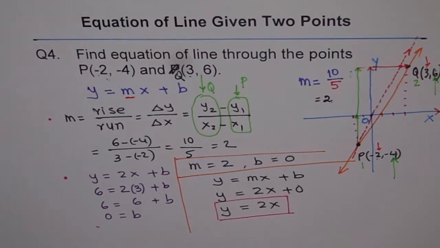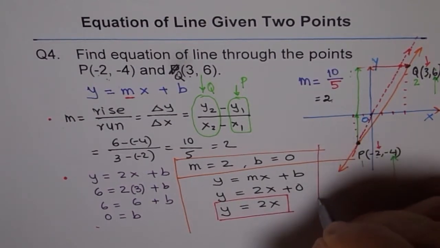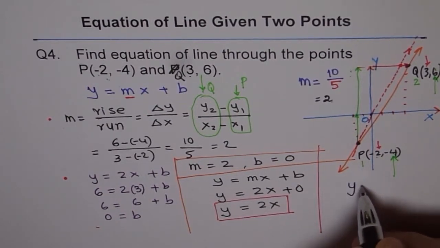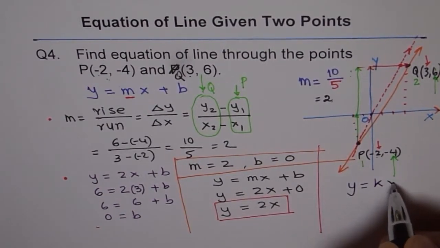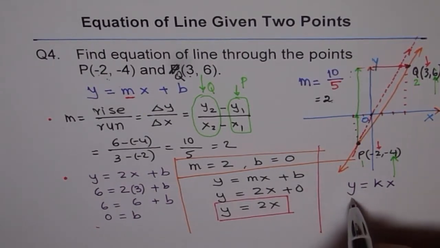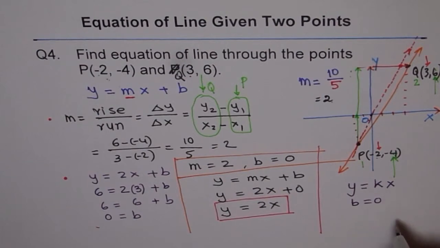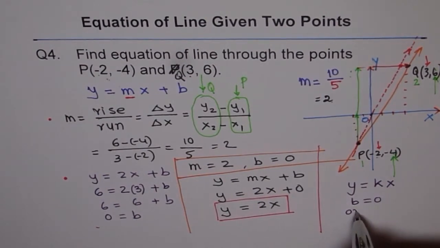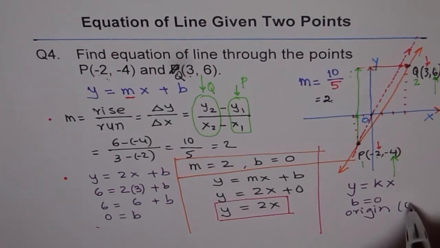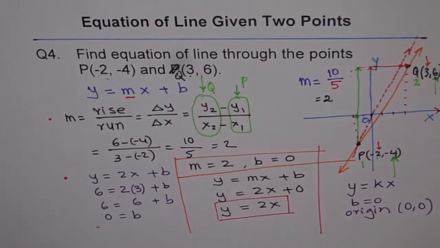Now, one more very important thing to observe here: if you get the equation of a line in the form y equals some constant times x, it means what? It means that b is 0. It means that the line is going through the origin, right? This is what it means. It means that the y-intercept is at 0, 0. Do you understand? Origin means 0, 0. That's what it means, right?